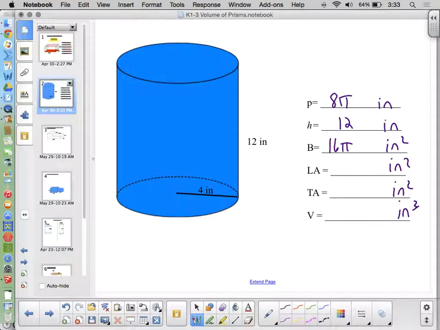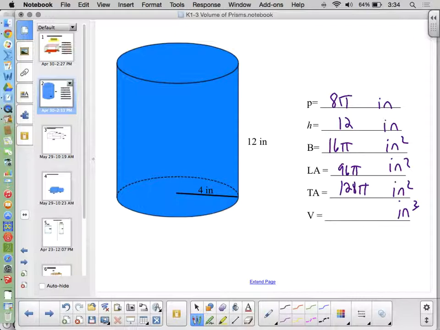Lateral area is the perimeter of the base times the height. 8 pi times 12 is 96 pi inches squared. Total area is lateral area plus 2 bases. That's 32 plus 96, or 128 pi inches squared.